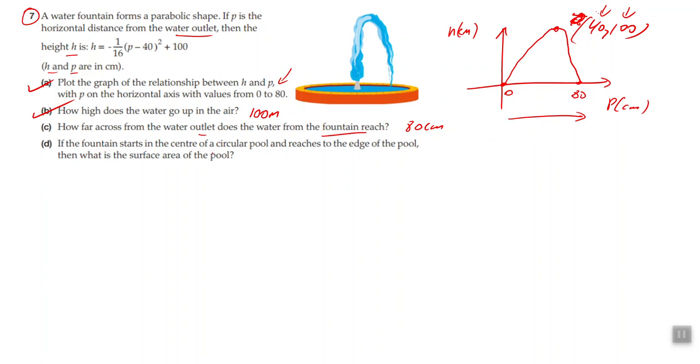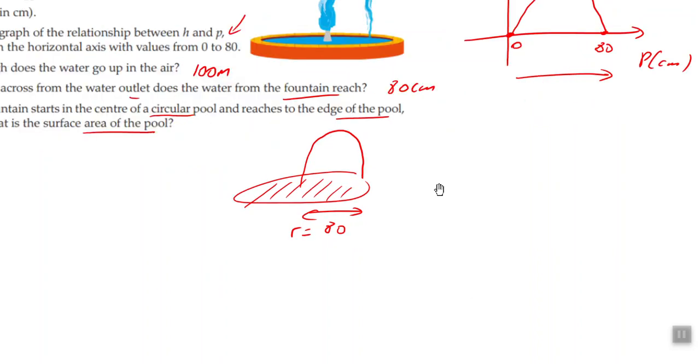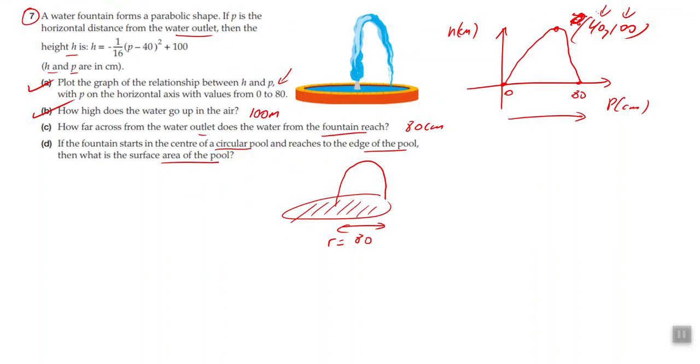If the fountain starts at the center of the circular pool and reaches the edge of the pool, what is the surface area of the pool? So we've got this scenario. The fountain is going like this. The distance between here and here is 80. That's my radius. My radius is 80. We're trying to find the surface area of the pool, which is here. That's the area of a circle, essentially. So we've got a circle, and the radius is 80.